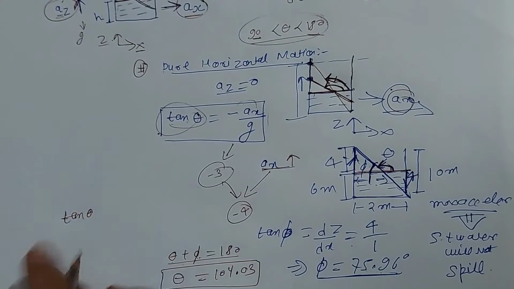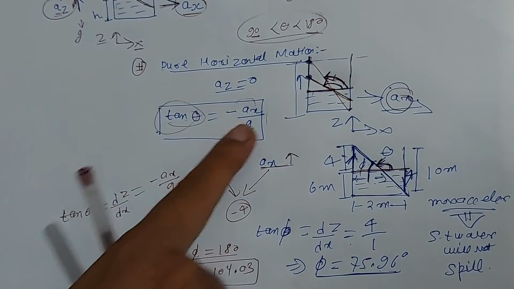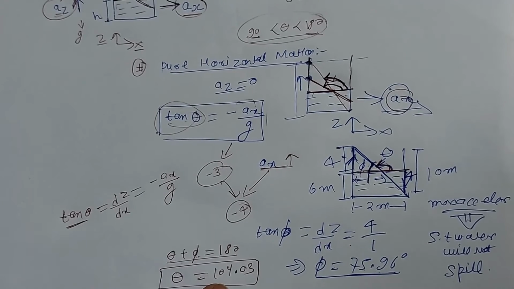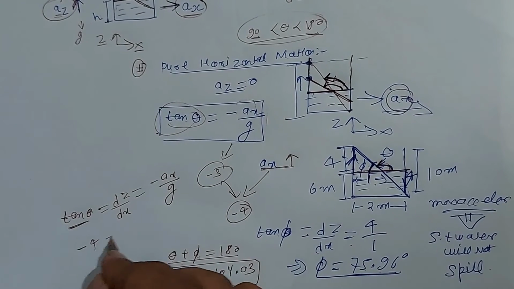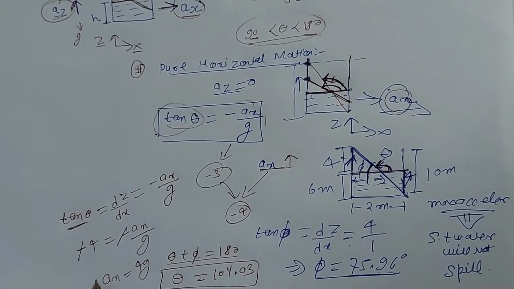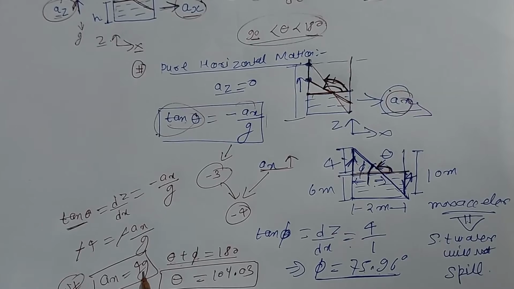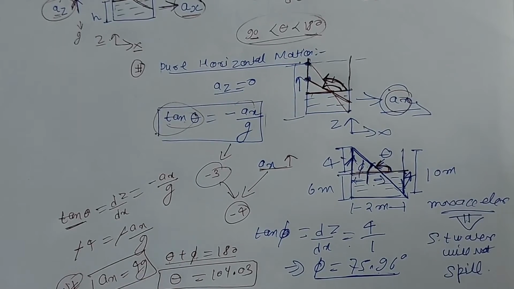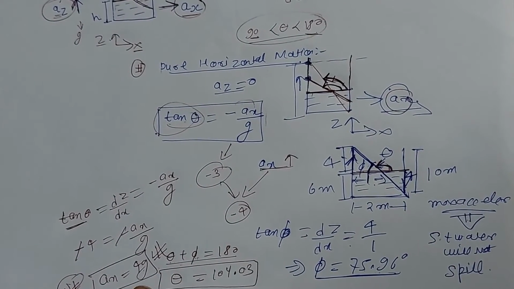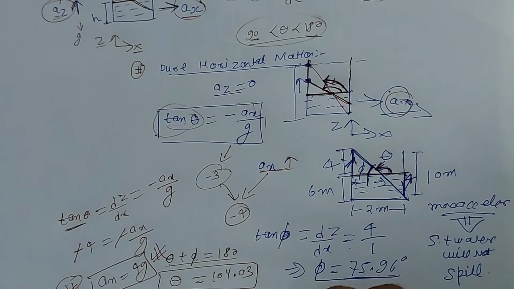So if theta is 104.03, then we got our tan theta, which is nothing but dz by dx, and we know that it is given by minus ax by g for the horizontal case. The tan theta of this angle would be minus 4, equals minus ax by g, minus minus cancel, ax equal to 4g. So you can have an acceleration of 4 times g, and that acceleration will not cause any spilling of water, and this is the maximum acceleration. If you increase the acceleration beyond 4g, the water will spill. So this is the first case.